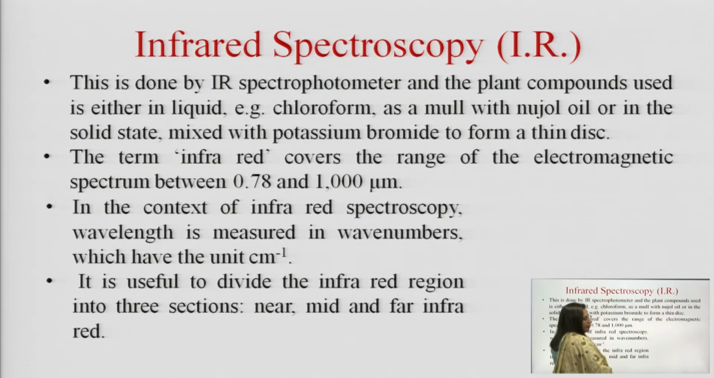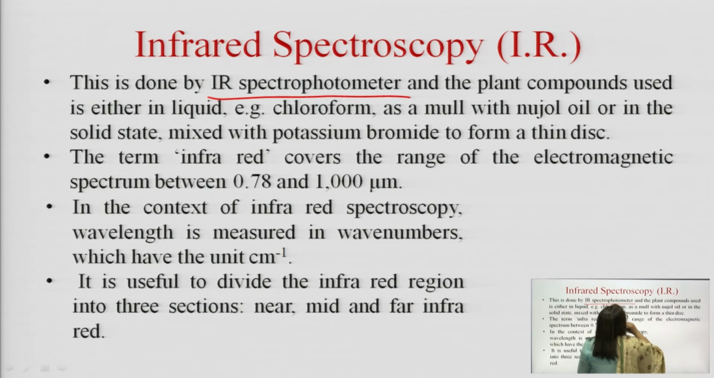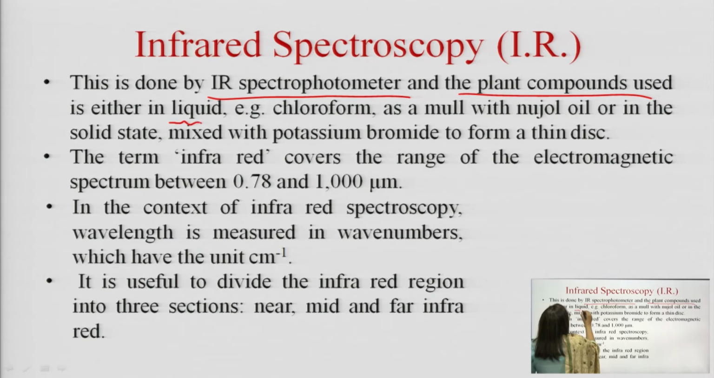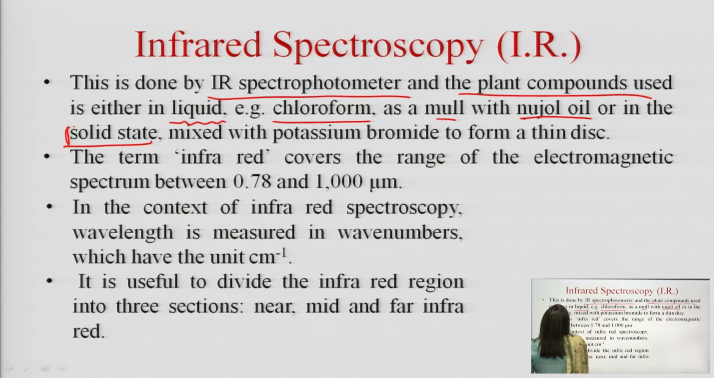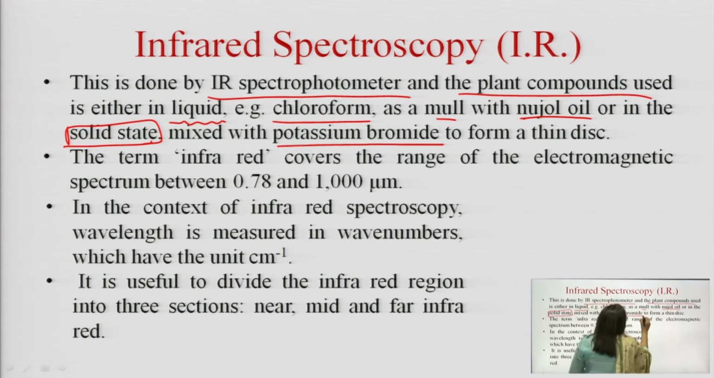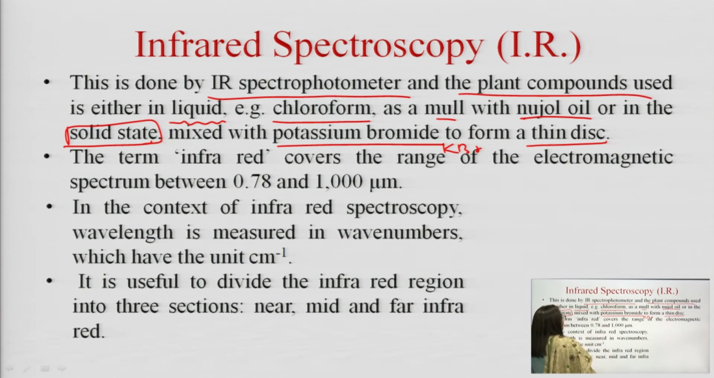Next is infrared radiation or infrared spectroscopy. This is done by an IR spectrophotometer, and again the plant compound is used either in liquid form, for example chloroform, as a mull, or eugenol oil, or in the solid state mixed with potassium bromide or KBr to form a thin disc, and then this is kept in the spectrophotometer and the study is conducted.